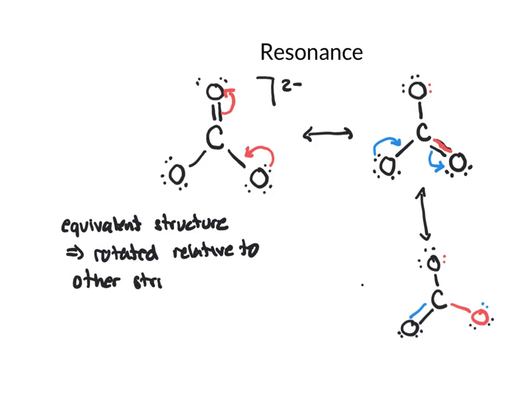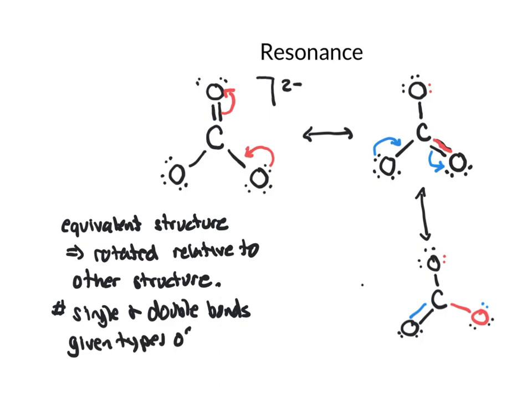The other way to think about this is that I haven't changed the number of single bonds and double bonds between given types of atoms. And so those have stayed the same. They're equivalent. So you might well ask, why do we care about resonance structures? As it turns out, the more equivalent resonance structures that we can write, the more stable the molecule will be.